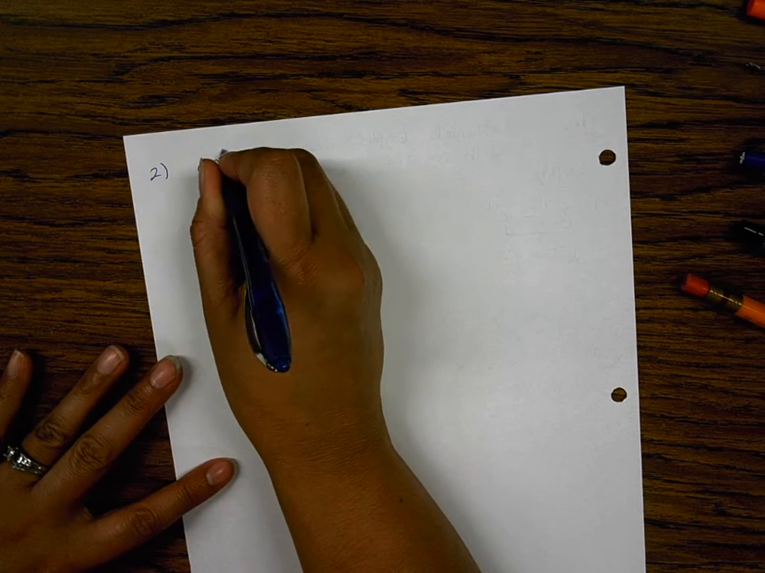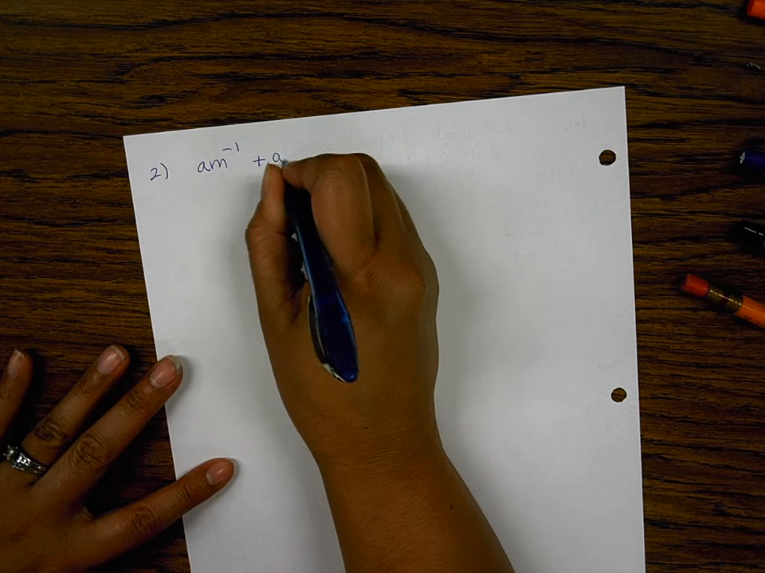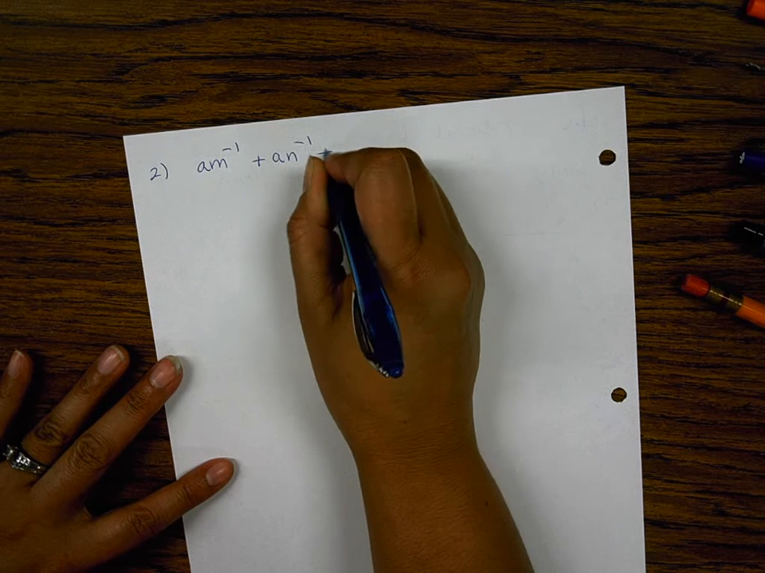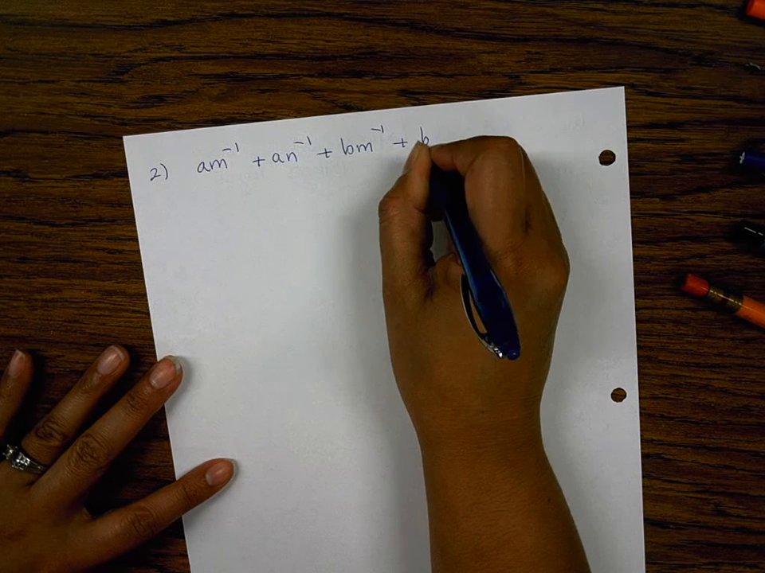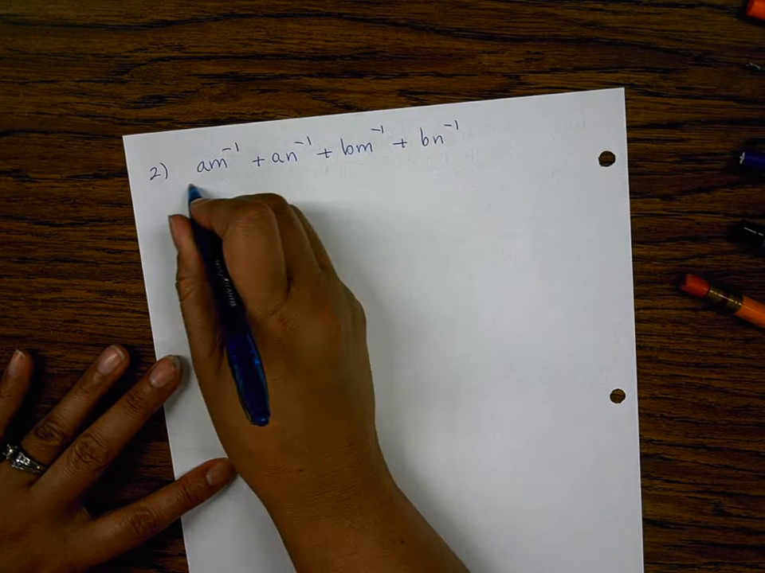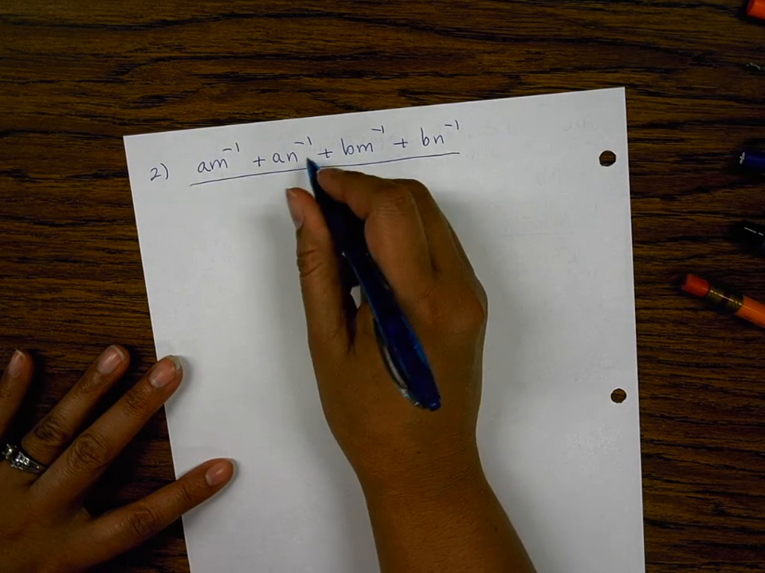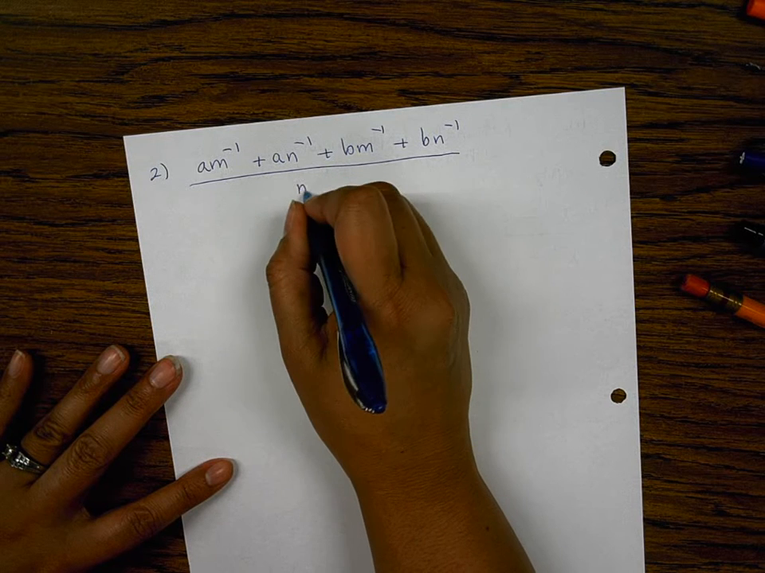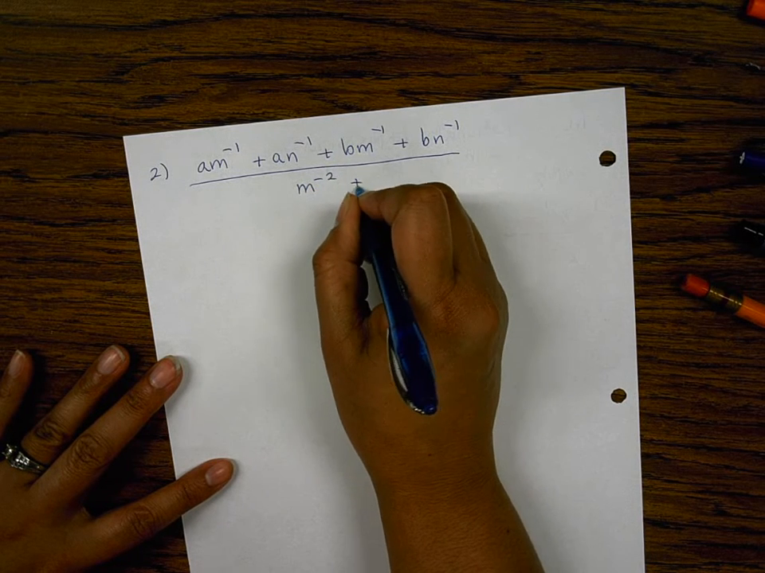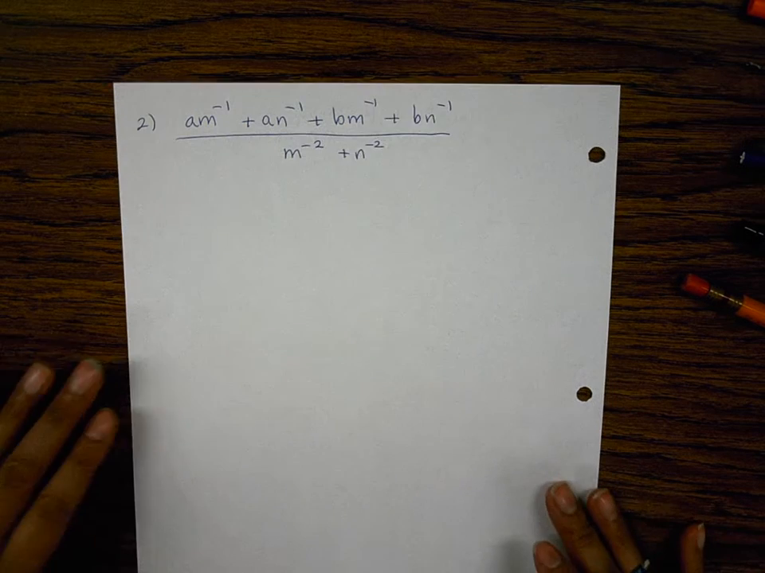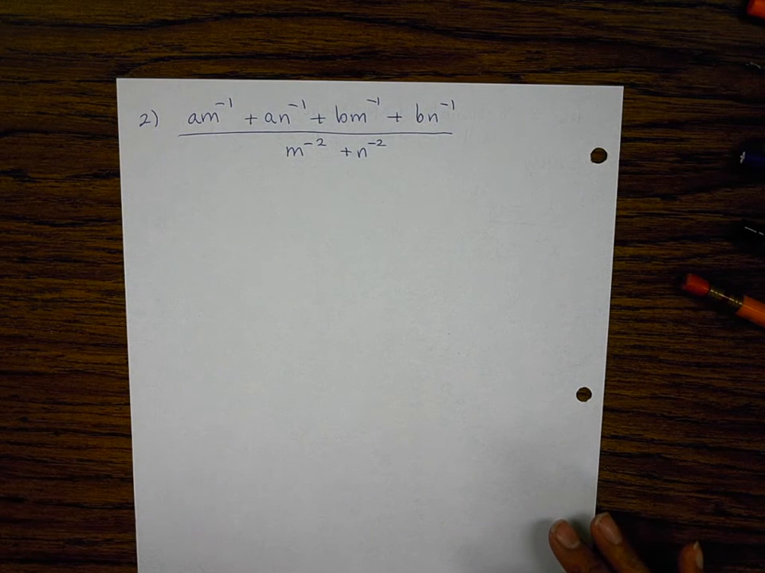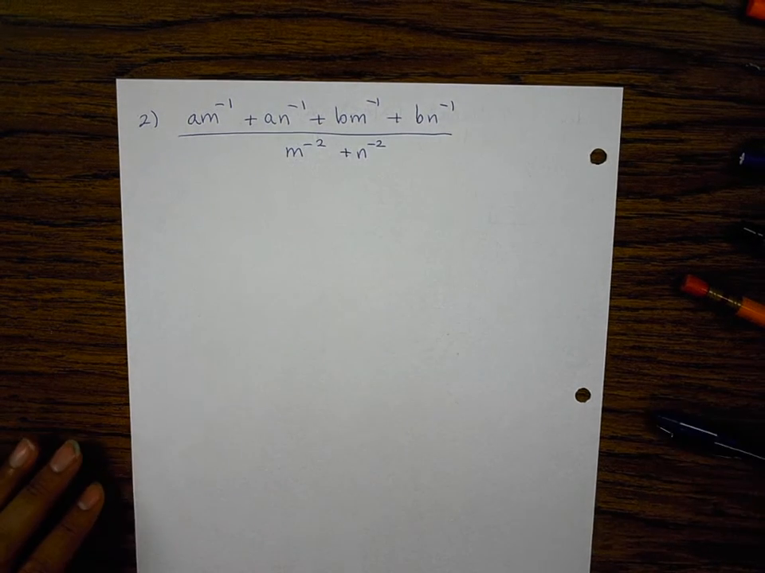All right, let's continue. Number 2. a m to the negative 1 plus a n to the negative 1 plus b m to the negative 1 plus b n to the negative 1, and then m all over m to the negative 2 plus n to the negative 2.